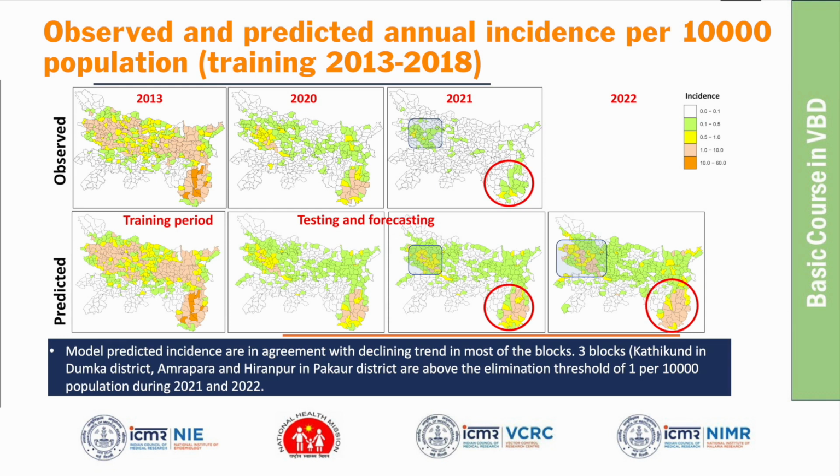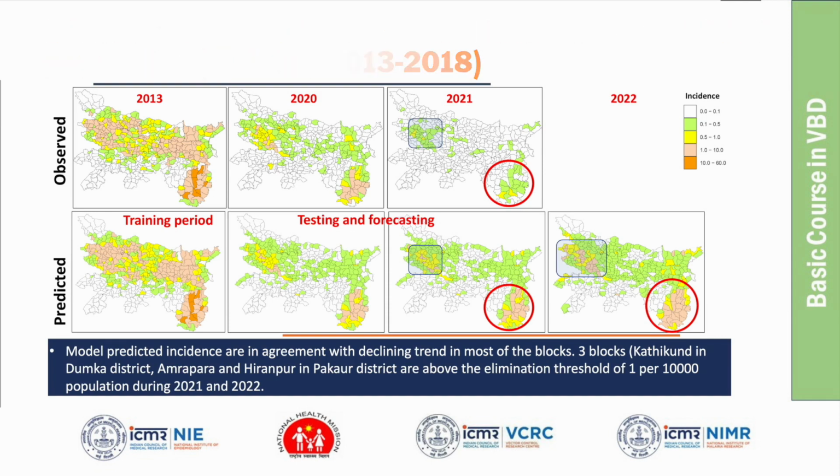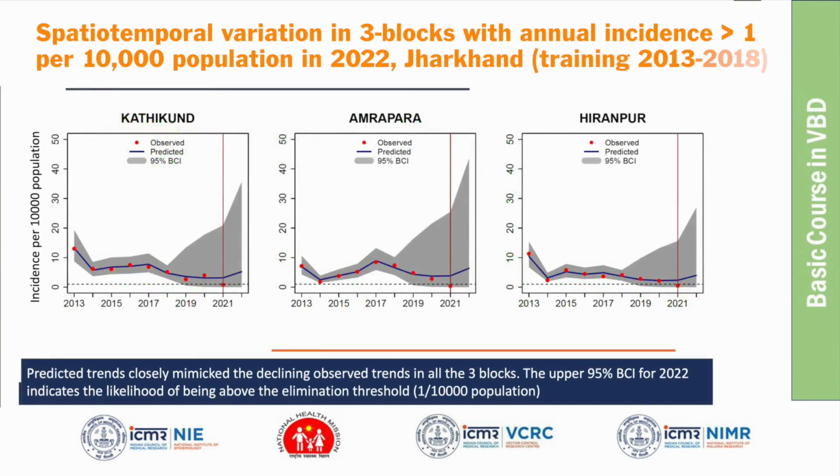So next, the next picture shows the three blocks in which the annual incidence is more than 1 per 10,000 population in 2022 in Jharkhand. That alone we are looking at, the trends in these blocks.